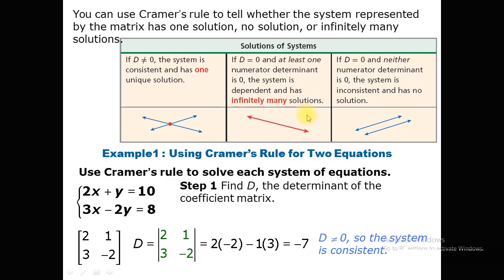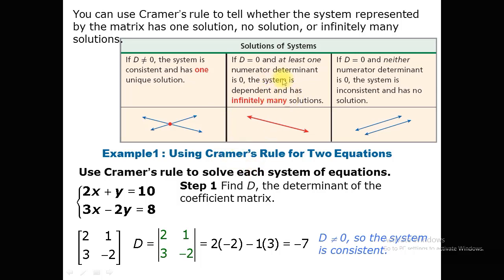So dear students, usually students say that if the determinant of the coefficient matrix is 0, then the system has no solution. This description is totally wrong. If the determinant of the coefficient matrix is 0, then the inverse of the coefficient matrix does not exist. But it does not mean that the system has no solution. It means that the system has no unique solution. Maybe the system has no solution or infinitely many solutions, and it depends on the numerator determinants in Cramer's rule.